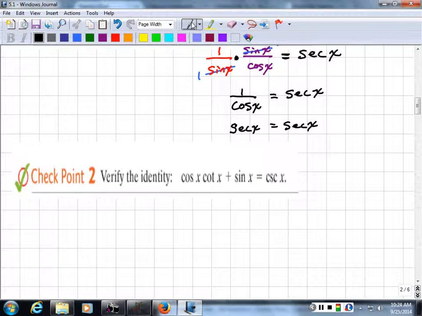If I look at cosine x times, excuse me, cotangent x, I know that that is going to be the same thing as multiplying cosine of x by cosine x over sine x. And I still have plus sine x. Okay. So what do I have? I've got cosine x times cosine x over sine x plus sine x. And I'm saying that is equal to the cosecant of x.